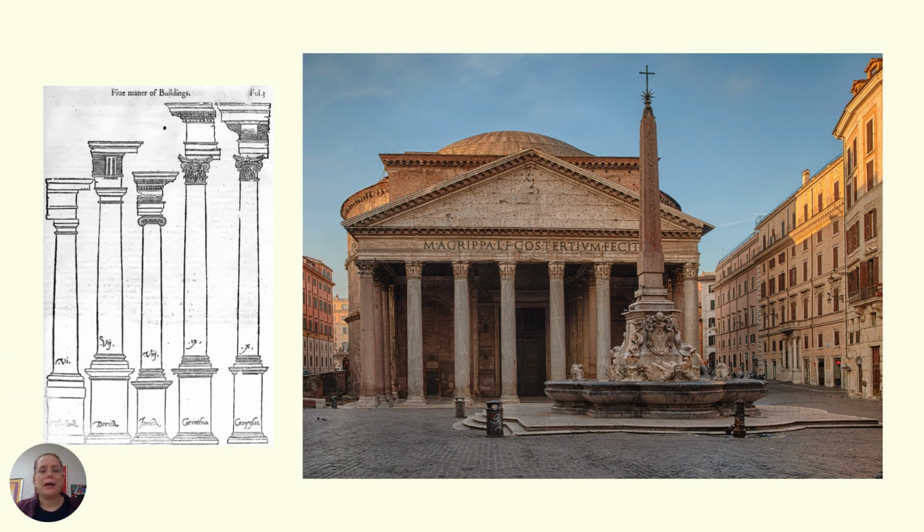We also had classical architecture, often recognizable by the columns in front of the buildings. This happened in both Greece and Rome. You can see the columns in front of the Pantheon here in Rome.